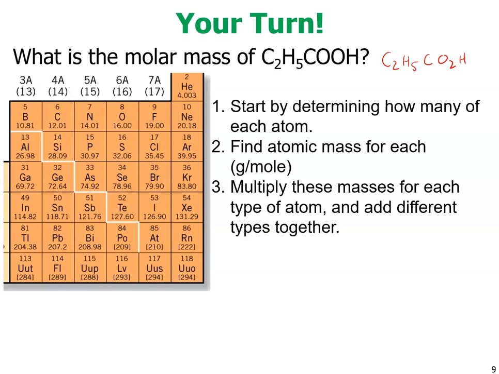Find the atomic mass for each of those elements. And remember that mass means grams per mole. So this number is going to tell you how many grams of something you need to weigh on a scale to get a mole of that. So account for that, and then multiply those masses by the number of each element and then add them all together.